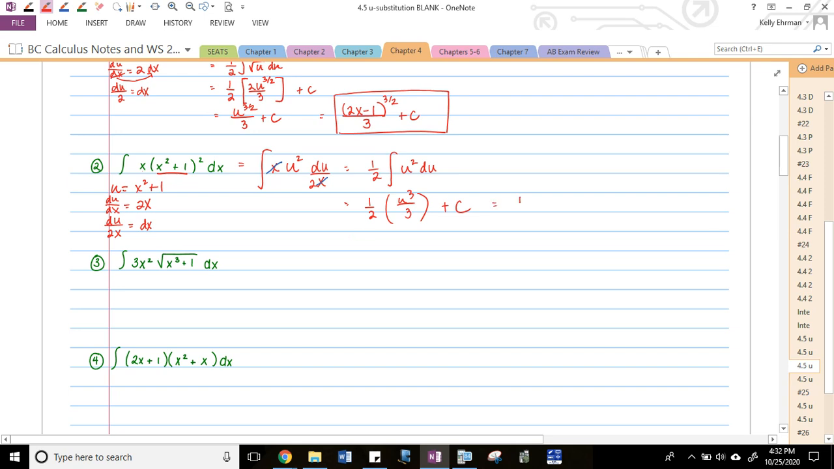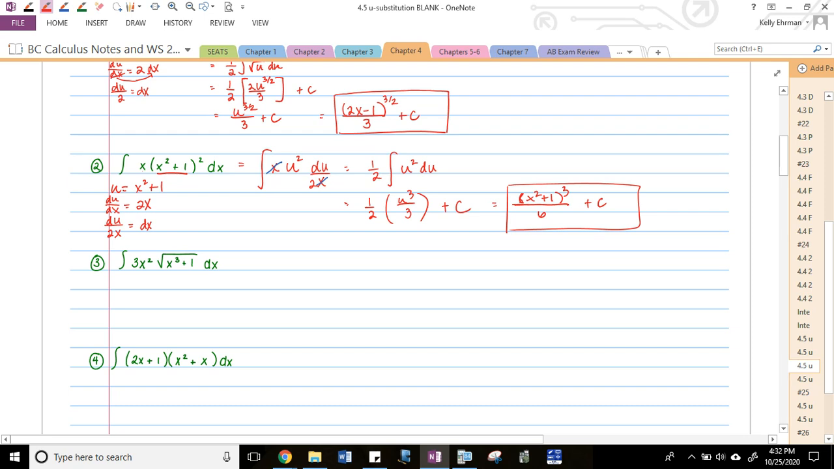So 1/6 times, what is u? Let's go back and sub it back in. Or maybe I don't need the 1/6. Maybe I just want it to say x squared plus 1 cubed over 6. Maybe I like the looks of that better. It doesn't matter. Plus c.